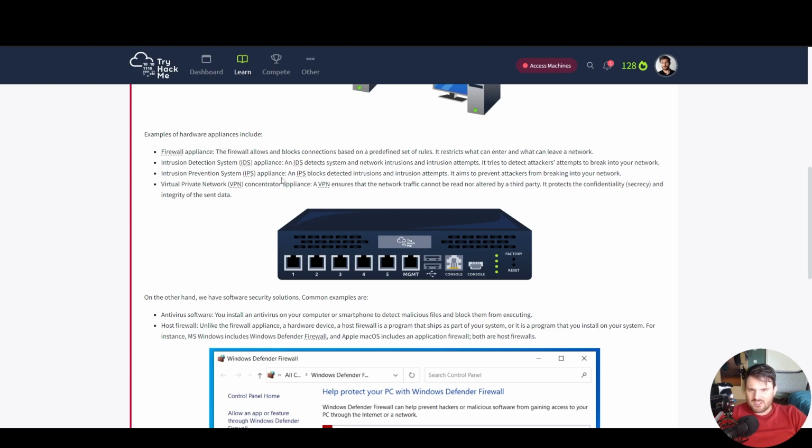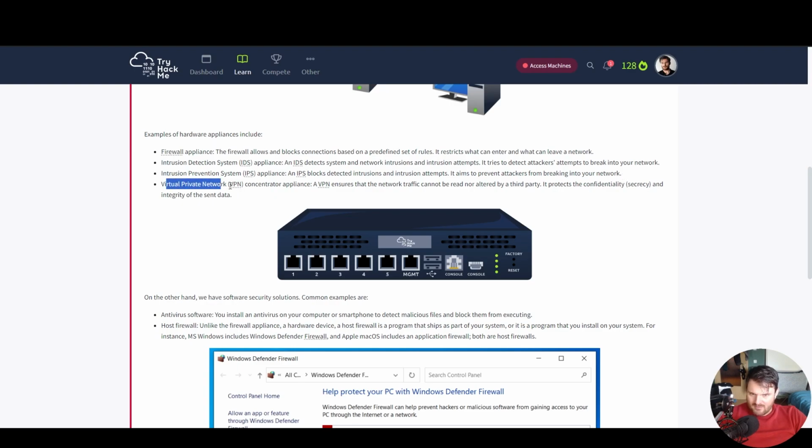IDS, intrusion detection system appliance. An IDS detects system and network intrusions and intrusion attempts. It tries to detect attackers' attempts to break into your network. Intrusion prevention system, IPS, appliance. An IPS blocks detected intrusions and intrusion attempts. It aims to prevent attackers from breaking into your network.